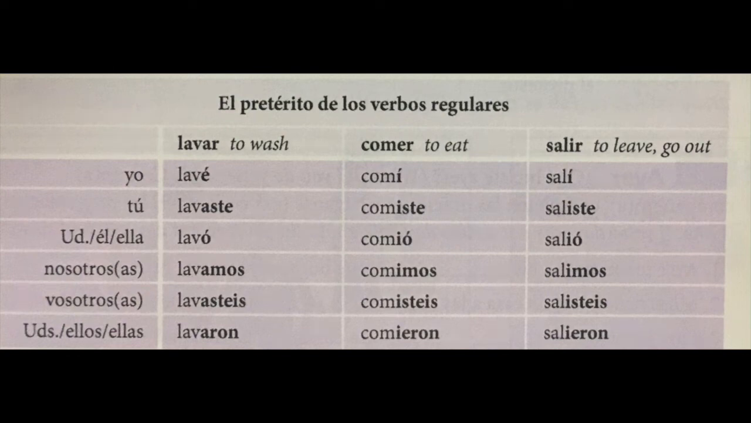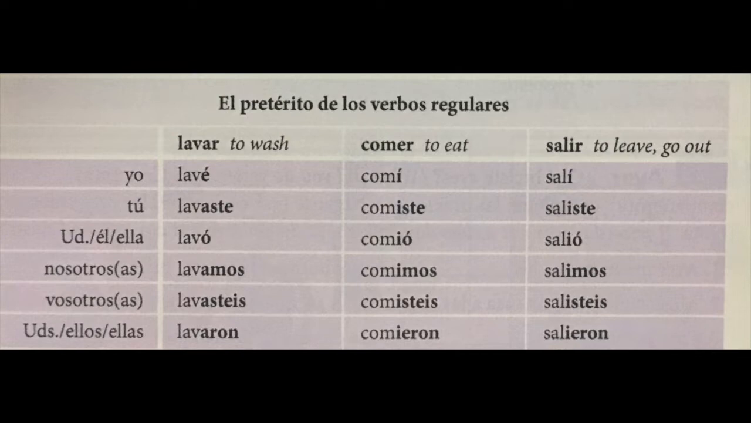Hello. Today we're going to talk about the preterite tense, the simple past tense. This is the first of two past tenses we'll talk about. This is on page 189 in the book, and the graphic you see in front of you is from that page. It's the three conjugations of regular verbs in the preterite: AR, ER, and IR. So I'll just talk through the conjugation of those.